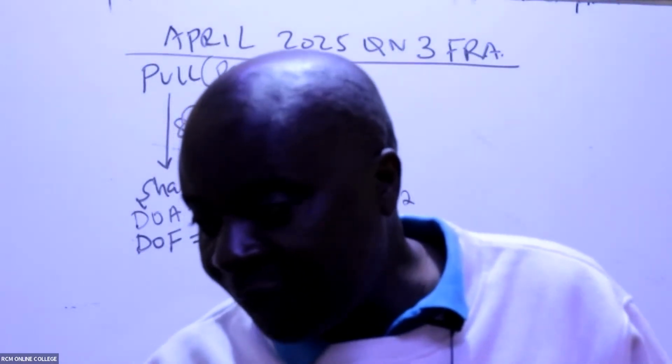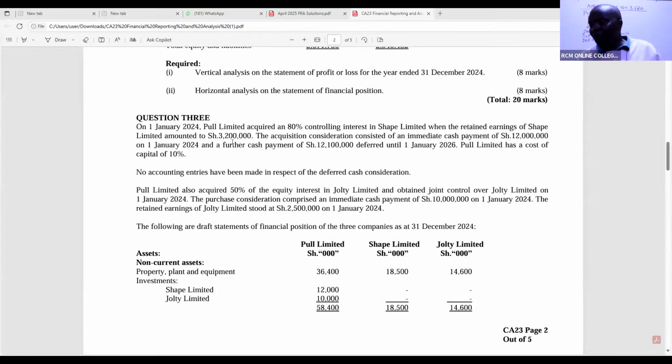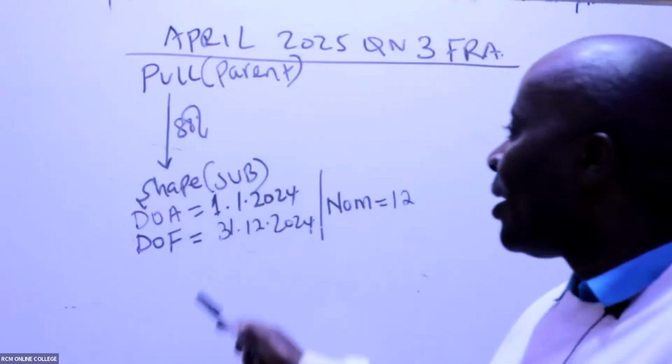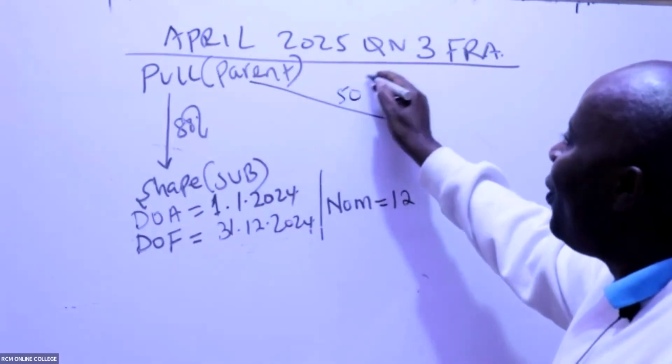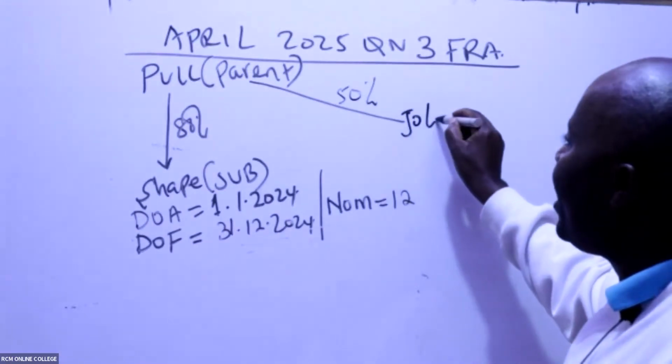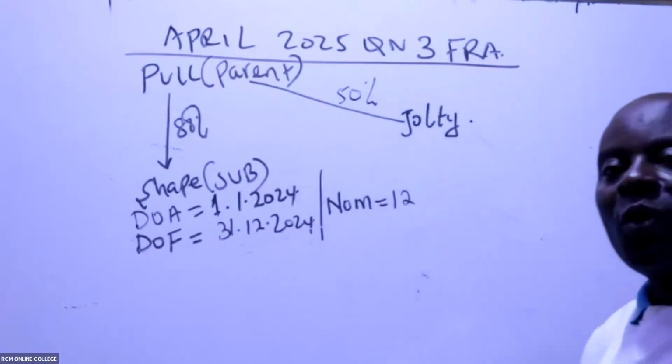This is very, very important for all of you, AFR, FR, and BDS students. So, ladies and gentlemen, I'm looking for the group structure, so I'll not even read much. I'll look at the interest. We are told in this paragraph, Pool Limited also acquired 50% of the equity interest in Selb Limited and obtained joint control. So Pool never stopped at Yliche. Pool went straight away to acquire 50% interest in a company called Selb.